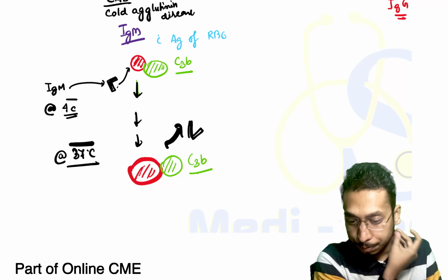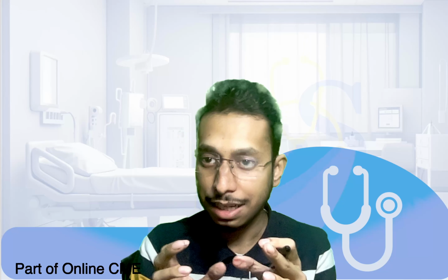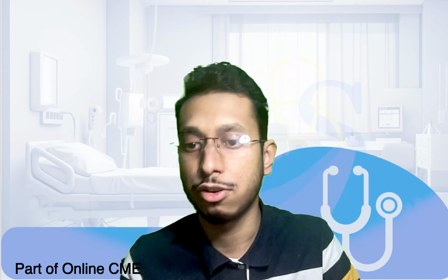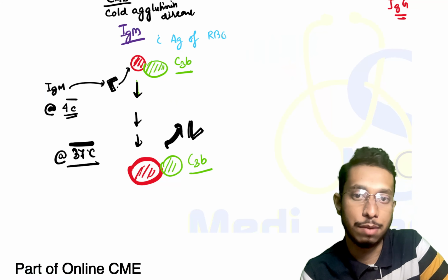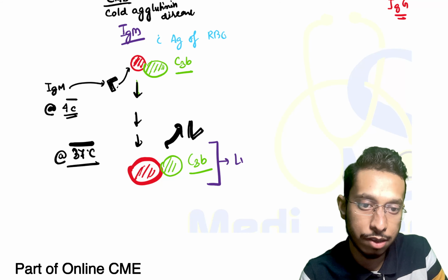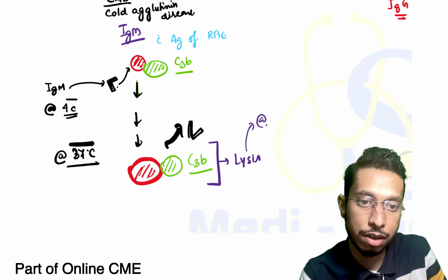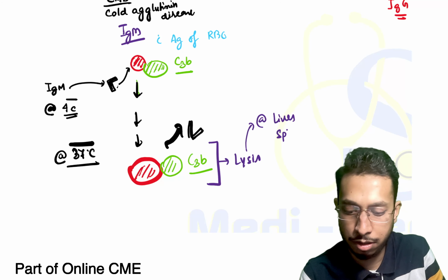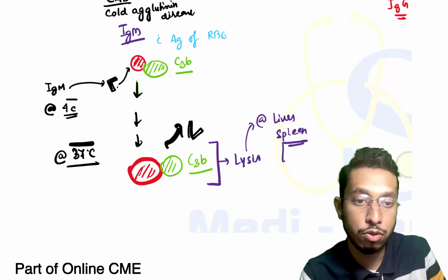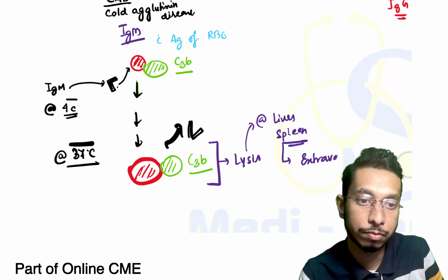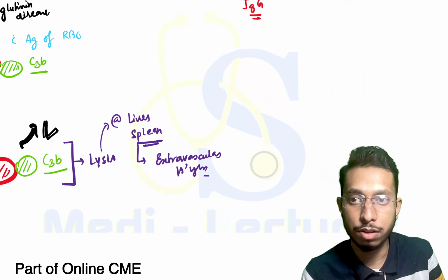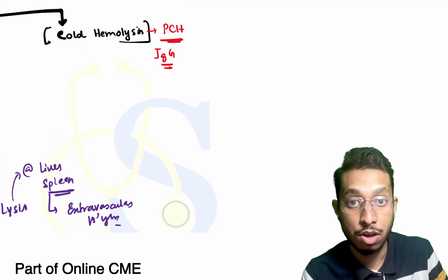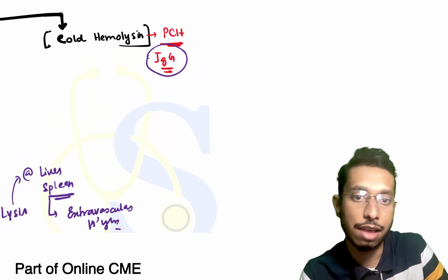What will happen to it? This C3b, remember, is an opsonin. So when this C3b-attached RBC circulates through the liver or spleen, which are the major sites of hemolysis, it will lead to lysis of this red blood corpuscle. So lysis at liver and spleen, okay, resulting in extravascular hemolysis.